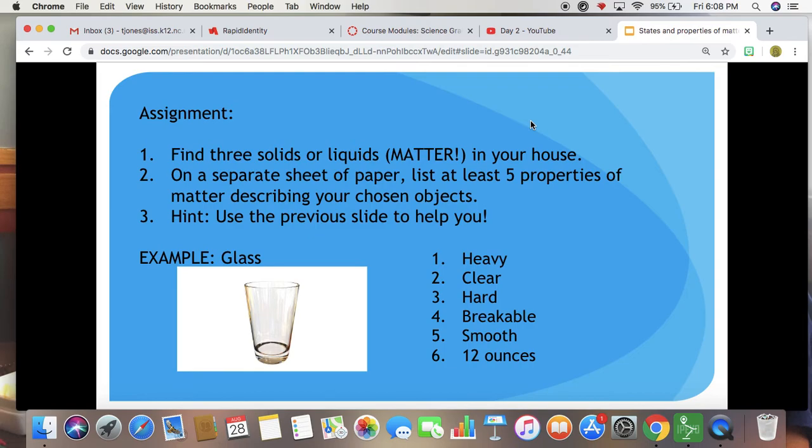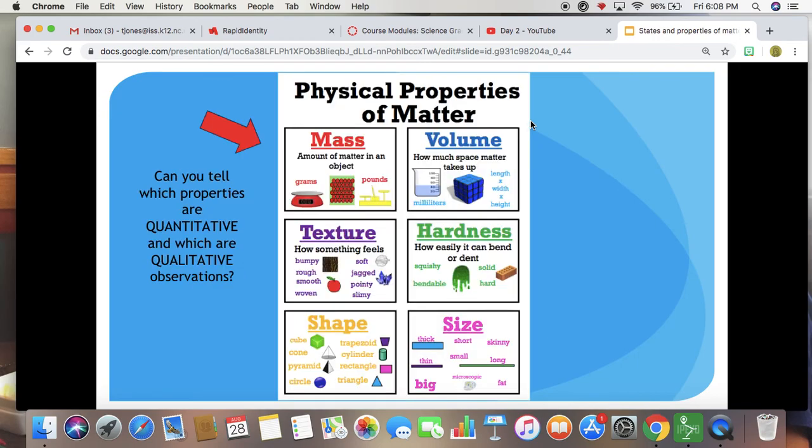So your assignment for today is to go find me 3 solids or liquids in your house, and then on a separate piece of notebook paper, you can use in your binder behind the Matter tab if you like, list 5 properties of matter describing your chosen objects. And if you need to, rewind and go back to the previous slide to help you out. Here it is, in case you want to pause it here so that you can see it. It'll give you some tips as to what to look for.